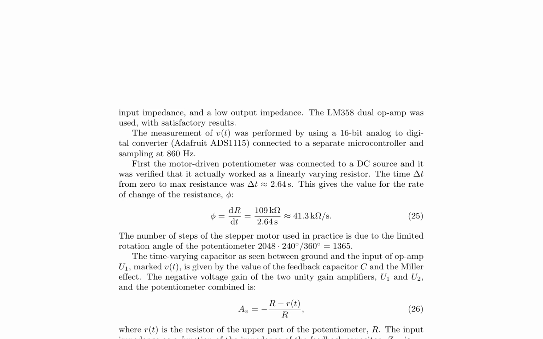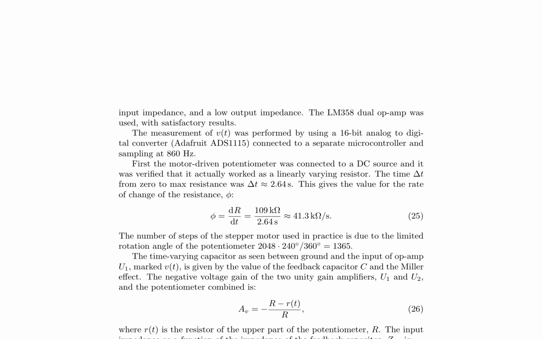The motor-driven potentiometer was first connected to a DC source and verified to work as a linearly varying resistor, with a rate of change of resistance phi equals 41.3 kΩ per second. The time-varying capacitor is given by the value of the feedback capacitor C and the Miller effect.